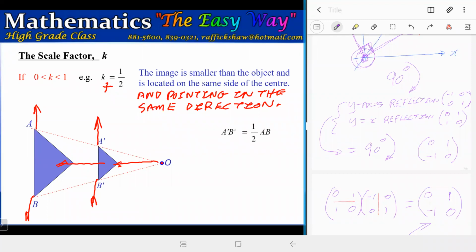See it here? The image length, A prime B prime, is half of AB because of the scale factor. Also, the distance from the center is half. So O to A prime is half of O to A, and O to B prime is half of O to B. That's what the scale factor does: half the size and half the distance from the center. Because it's a positive half, they are pointing in the same direction. All right, we're getting nicer now.